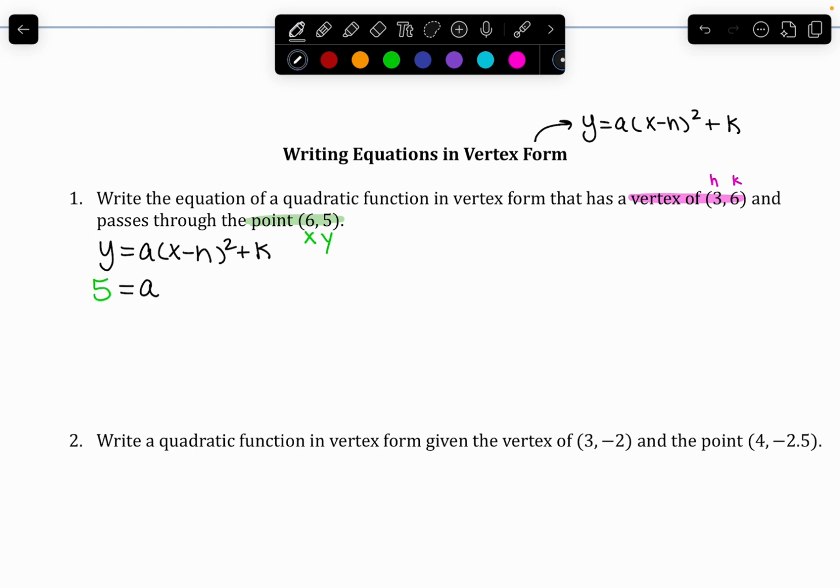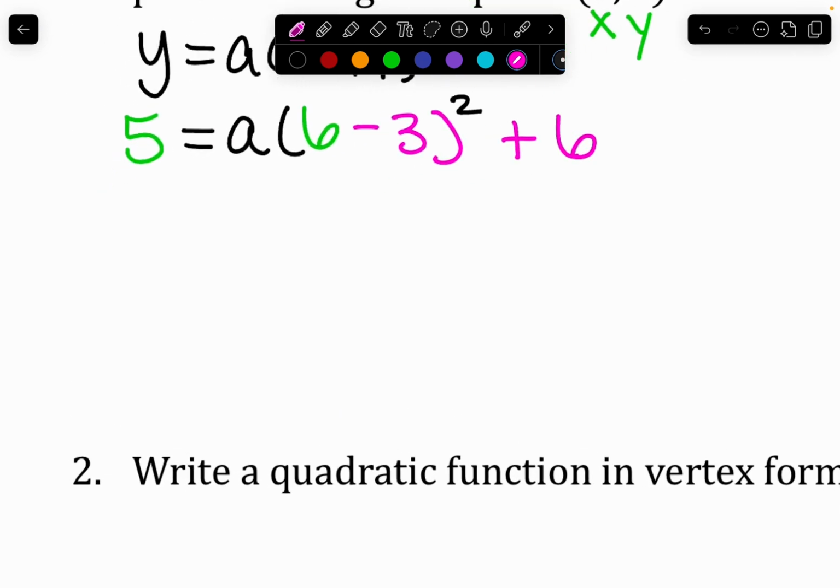We do not know our a value. We know that our x is 6. We know that the h value of our vertex is a 3, but remember that when we plug it into vertex form, we have to change its sign. And then our k value we said was 6. So all of these numbers I've gotten from the pink coordinate and the green coordinate. And the only letter that I do not have now is a, and that is what I have to find.